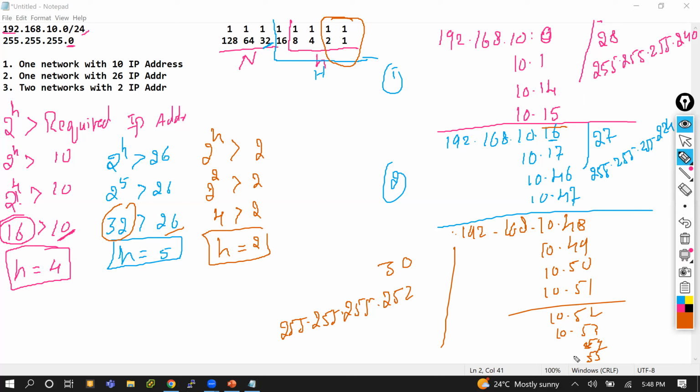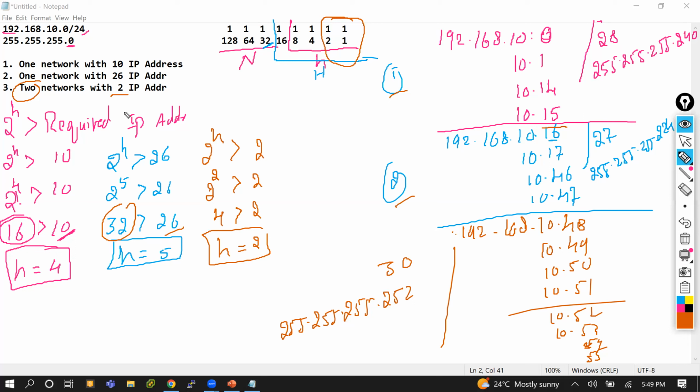I have written it twice here. Why? Because we require two networks here. So first network, second network, and here the third network, 2 times we have written. Why? Because two networks with the same IP address we required. So this is how you have to do the VLSM.